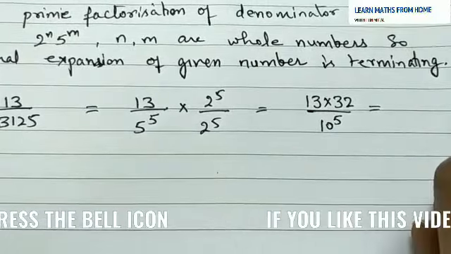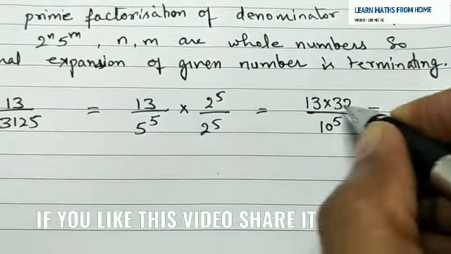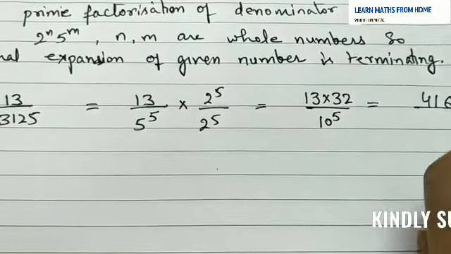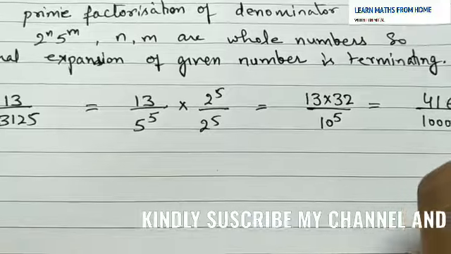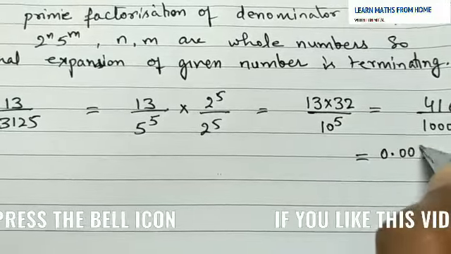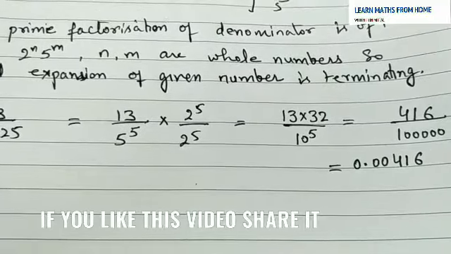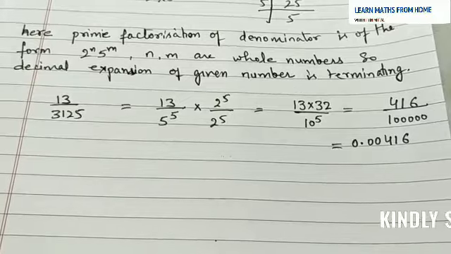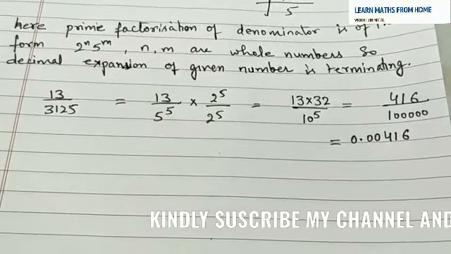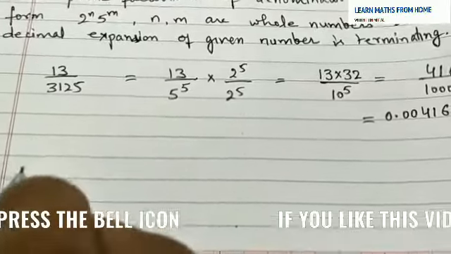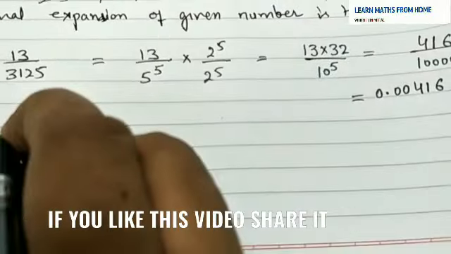13 2s are 26, 13 3s are 39, so 39 into 41 over 10 raised to power 5 means 5 place decimal, so it will be 0.00416. So this is how we have converted into decimal without any actual division. Let me see one more example. Let me take one example from my own.